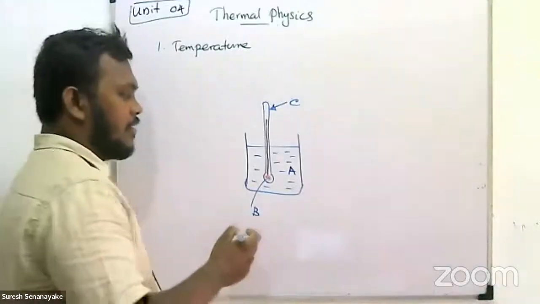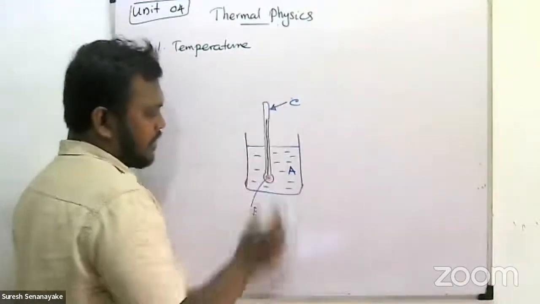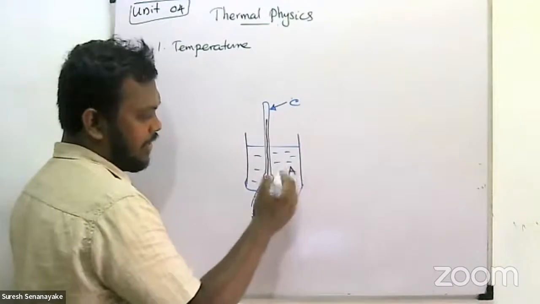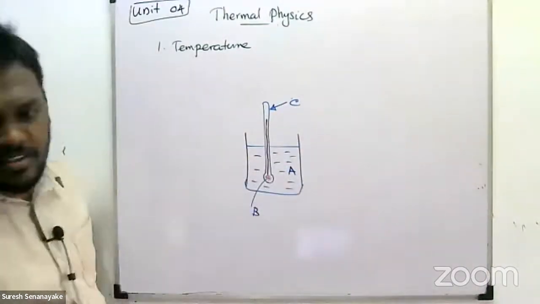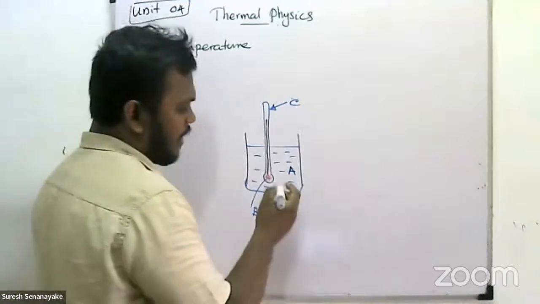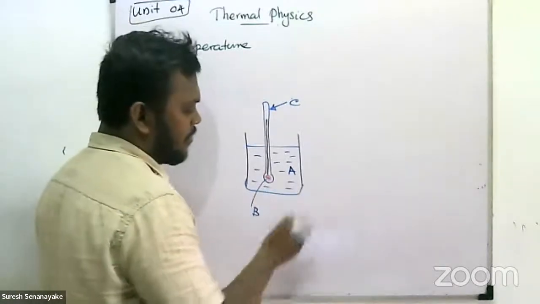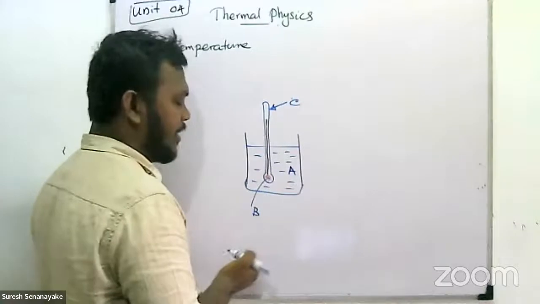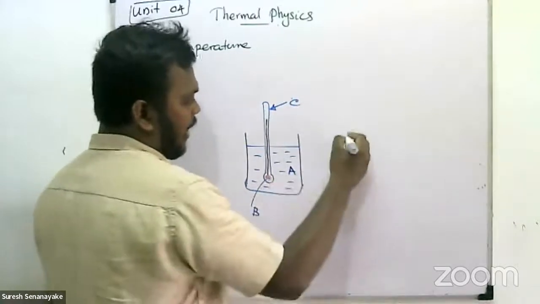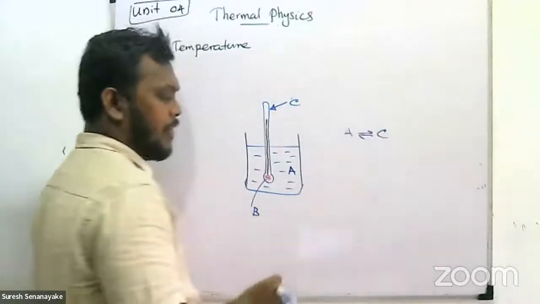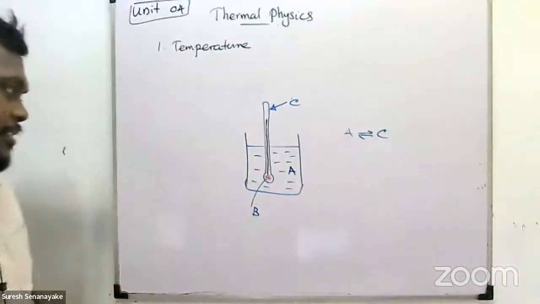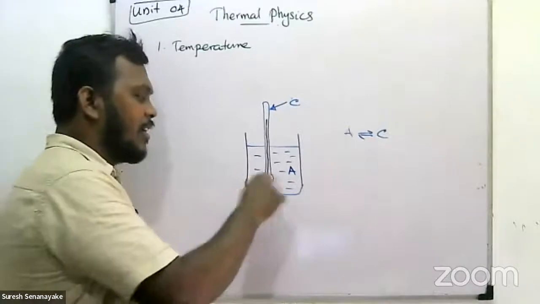So here we put the thermometer into this beaker. So the liquid A and this glass are in contact, right? So then the glass can absorb the heat from the liquid of the beaker. So then A and C are in thermal equilibrium, right? Because the glass C and A, the liquid, are in contact.